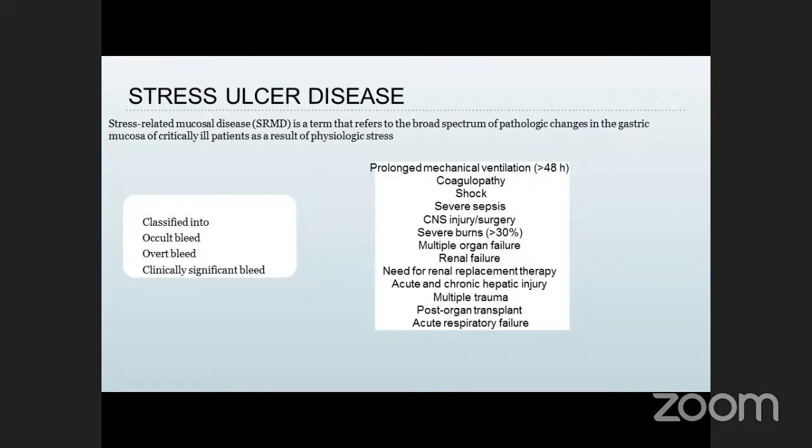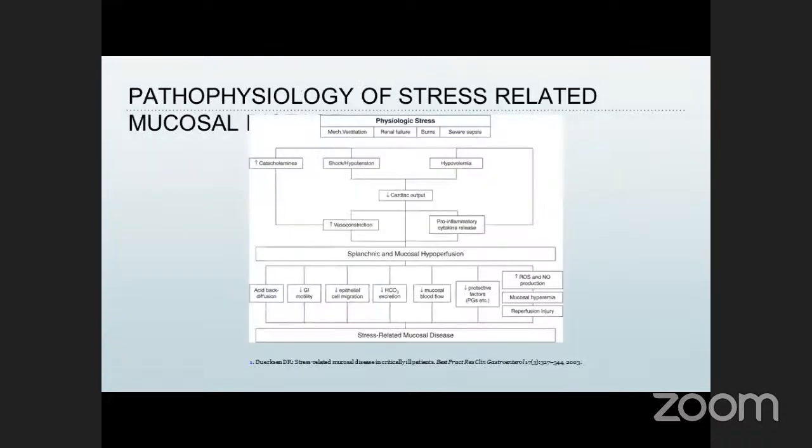grams per deciliter. The basic pathophysiology of stress-related disease is that in patients on mechanical ventilation, with all this physiological stress which I've described, like renal failure, burns, or severe sepsis, ultimately they give a picture of hypotension and shock and hypovolemia, which results in vasoconstriction and release of pro-inflammatory cytokines, and this would cause splanchnic and mucosal hypoperfusion. This would also decrease epithelial cell migration, decrease the bicarb excretion, and decrease mucosal blood flow.